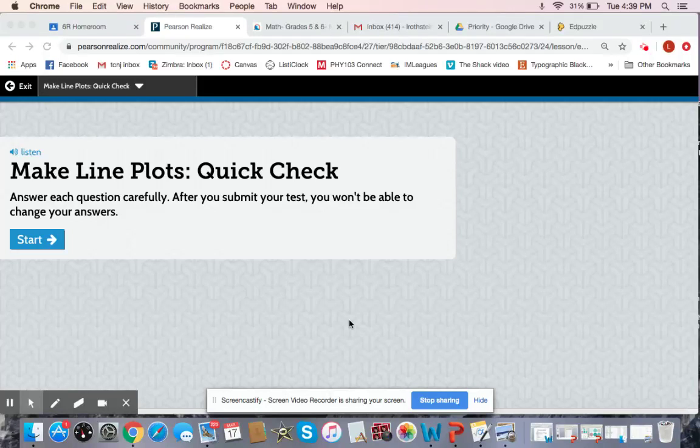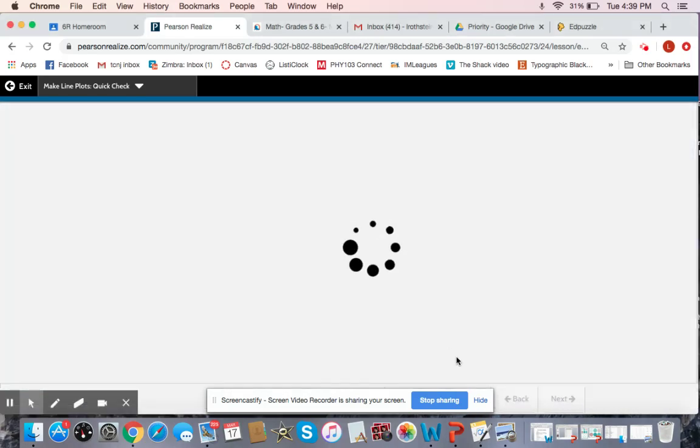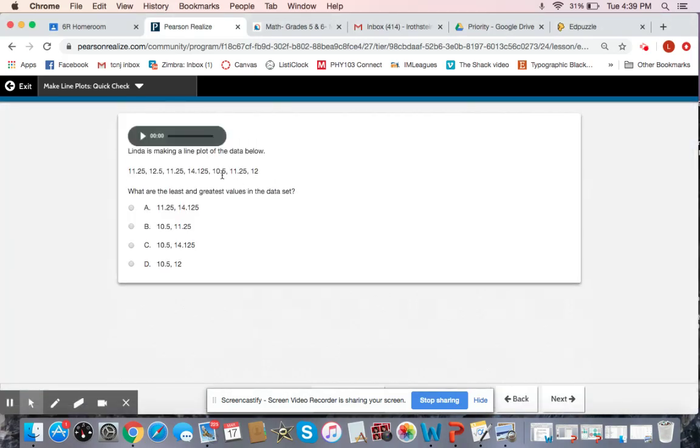Hey guys, so I'm just going to go over topic 12.2, making line plots quick check that you completed last night so you know what the correct answers are. For this one, it says what are the least and greatest values? On a scrap piece of paper you could line them up from least to greatest, but right now I'm just going to look through these and I see that 10.5 is the smallest one. And it looks like 14 and 125 hundredths is the greatest. So the least is 10.5, the greatest is this.